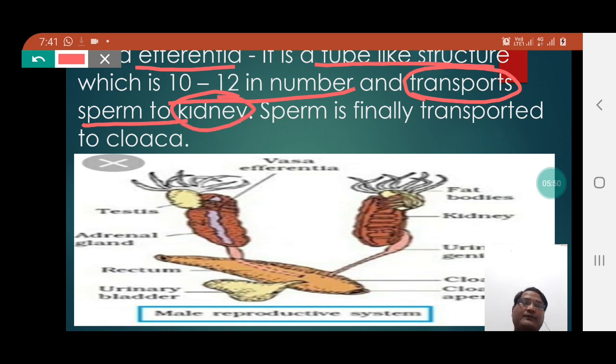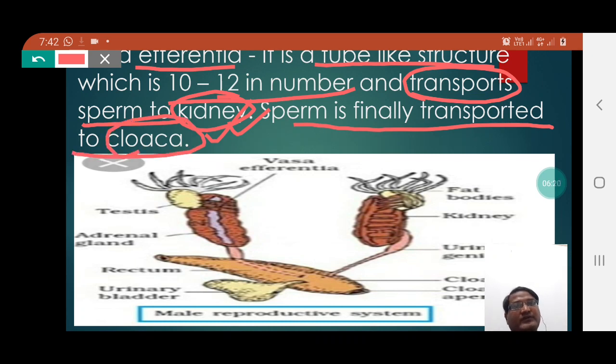Students, normally the sperm does not enter the kidney in human beings, but here in the frog we can notice that the sperm, after its discharge from the testis, enters into the vasa efferentia, which transmits it to the kidney. Sperm is finally transported to cloaca.